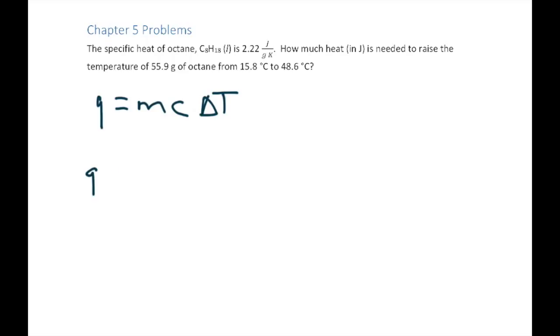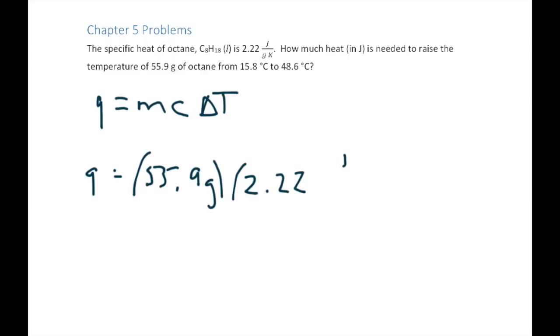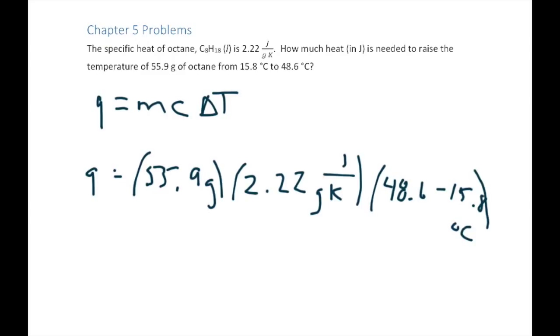So this problem looks pretty straightforward. We have the mass, which is given as 55.9 grams. The specific heat, which is given as 2.22 joules per gram Kelvin. And we have the change in temp, which is 48.6 minus 15.8 degrees Celsius. Okay. So plugging all this into our calculator.